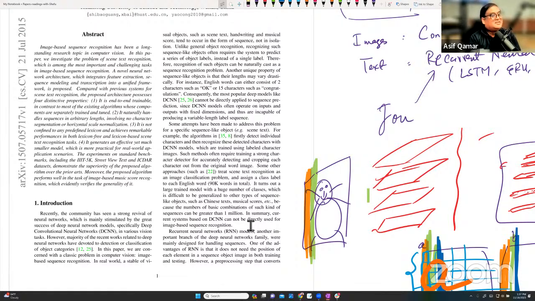In this paper, we investigate the problem of scene text recognition. Give me 1 second. I think we have run out of battery.